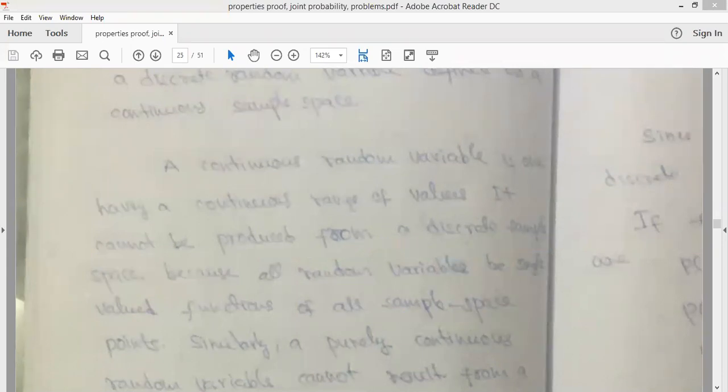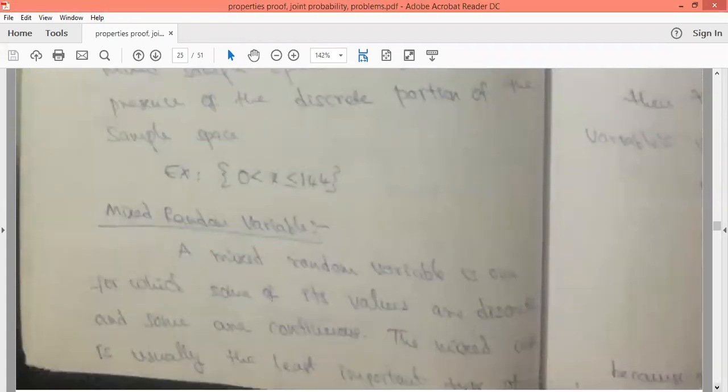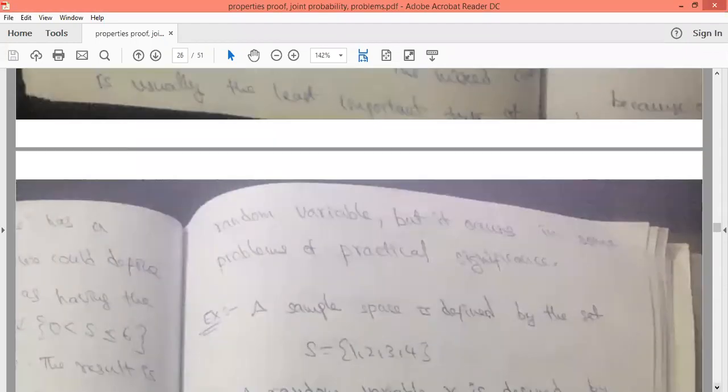Now we discuss what a mixed random variable is. In the case of a mixed random variable, some of its values are discrete and some of the values are continuous. This is the form of a mixed random variable. The mixed random variable is a type of random variable of very little importance, and it is used only in some practical conditions.